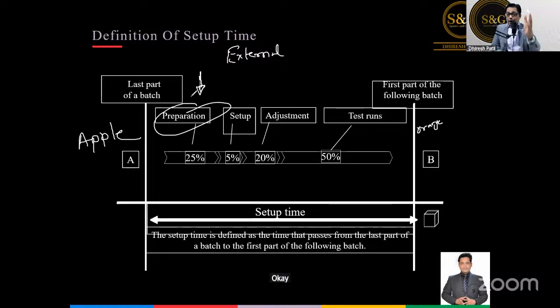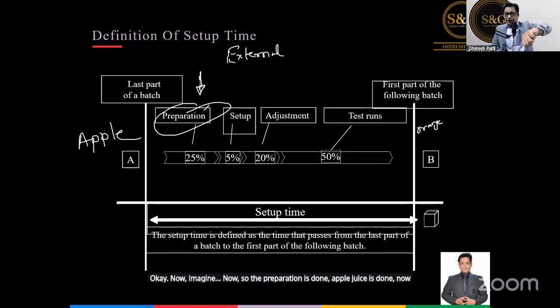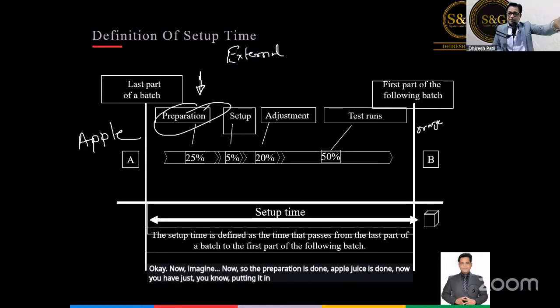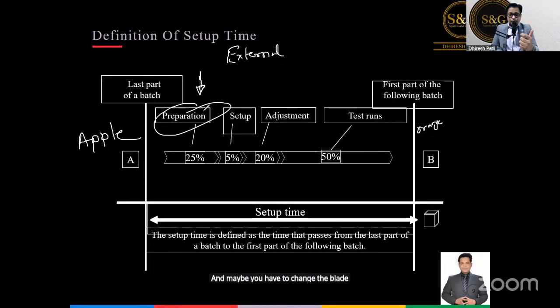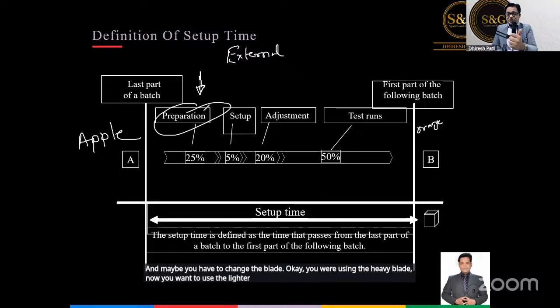Now imagine the preparation is done, the apple juice is done, and you are putting it in a glass or jar and serving it to the first customer. Now you have to clean the utensil, and maybe you have to change the blade. You were using the heavy blade, now you want to use the lighter blade. Can you change the blade when the machine is on? No, you can't do that, and that is called internal activity.